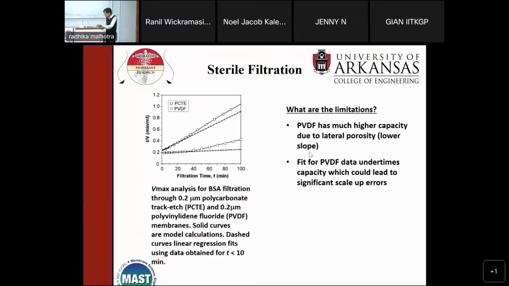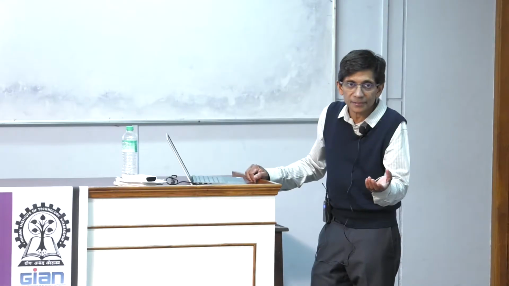This is PVDF. For PVDF, the data underdetermines capacity, which could lead to significant scale-up errors, because you see, this may look like a small error here, but if you scale up, it could be a very big error, okay?